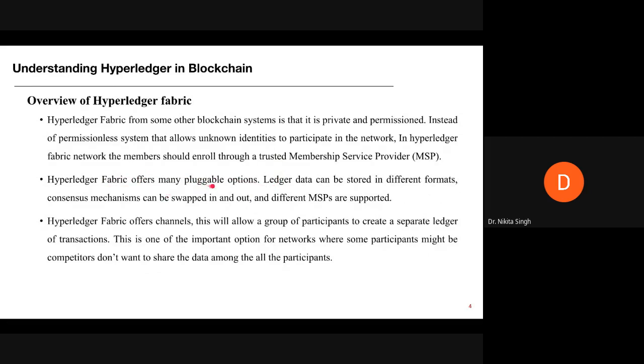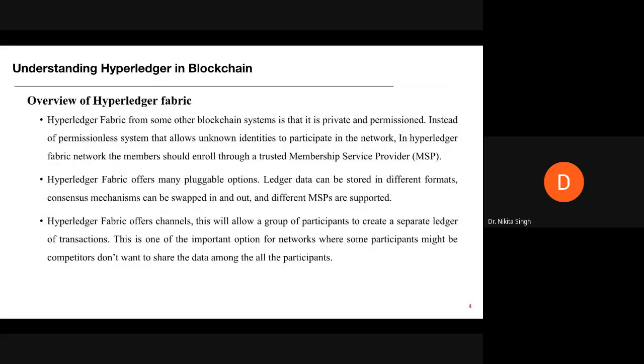Hyperledger Fabric offers many pluggable options. Your ledger can be stored in different formats. You can use different consensus mechanisms. You can have different membership providers, that is, what kind of public-private infrastructure you want to use, whether you want to use some SHA algorithm or a different digital signature algorithm. All of these options are available in a pluggable manner. That is, you decide what components your blockchain would comprise of.